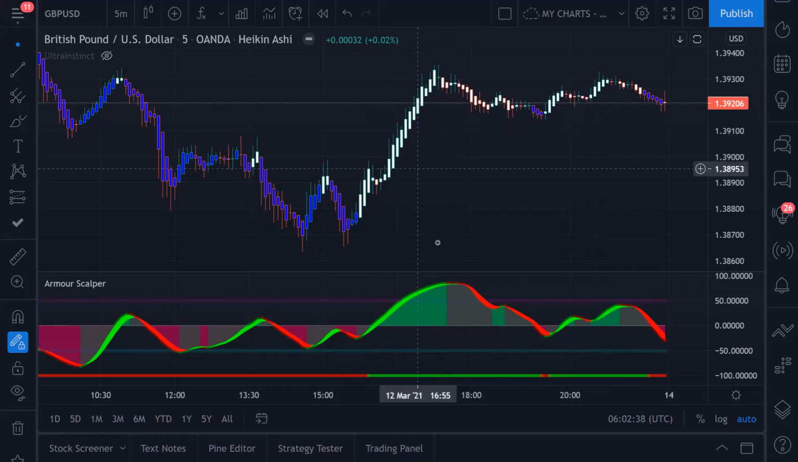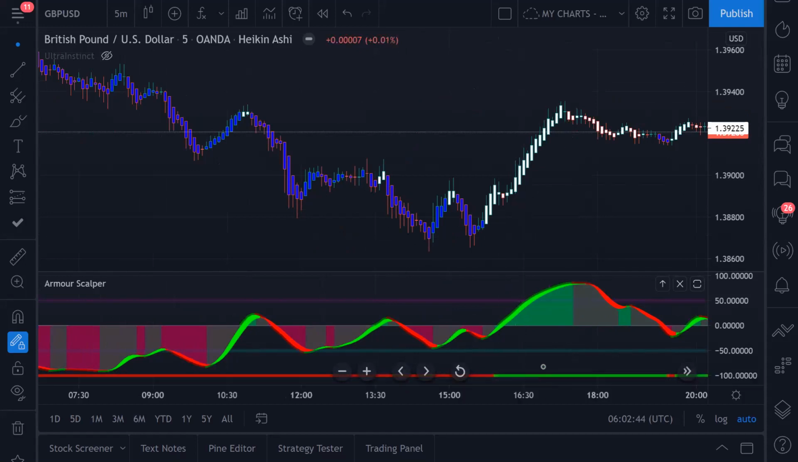And now in the second indicator, it says green money flow. Okay, so it shows who is in control, buyers or sellers. If this is solid green, it means buyers are in control now. If it's solid red, it means sellers are in control, which means price will go down because people are selling.